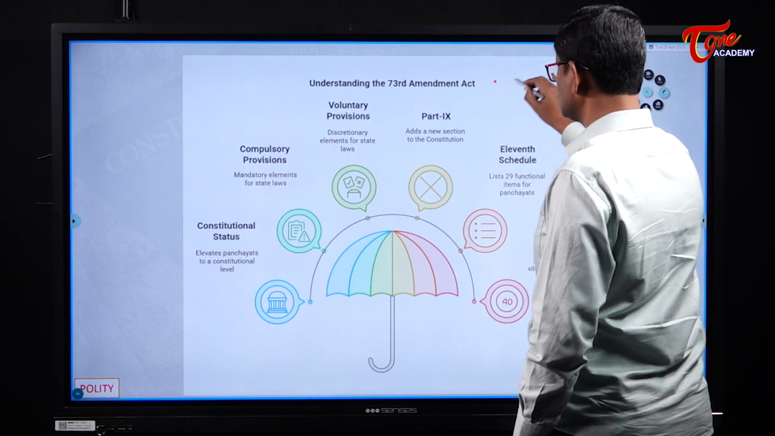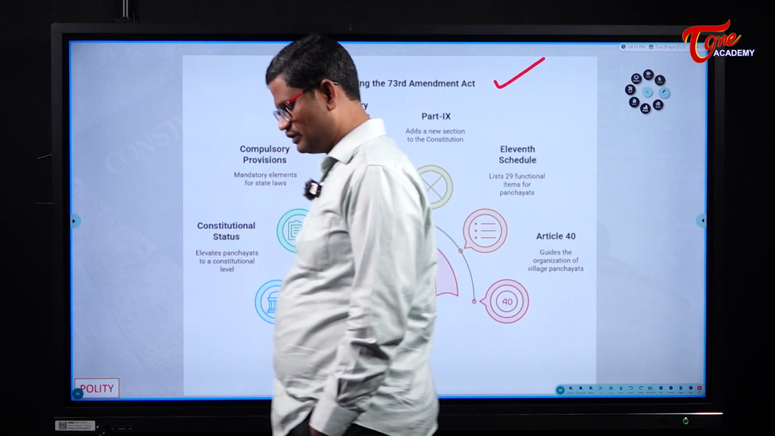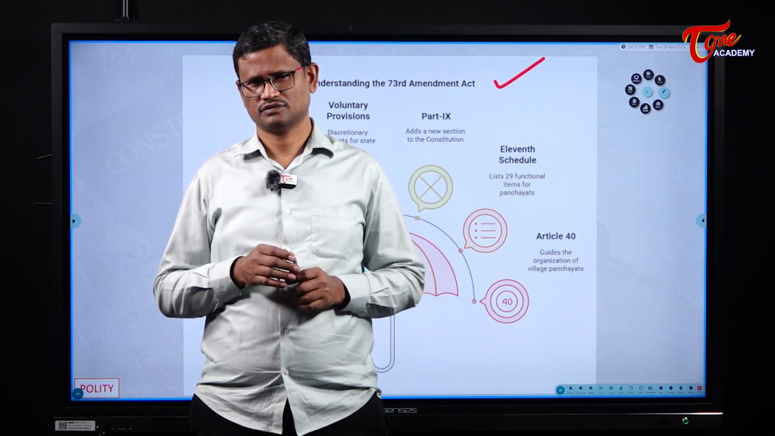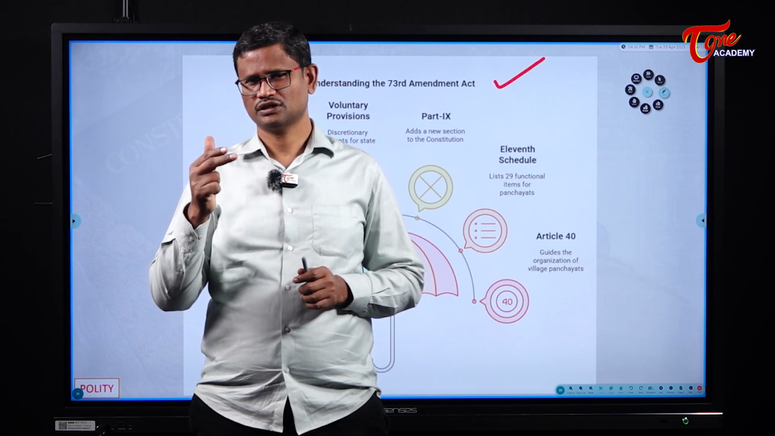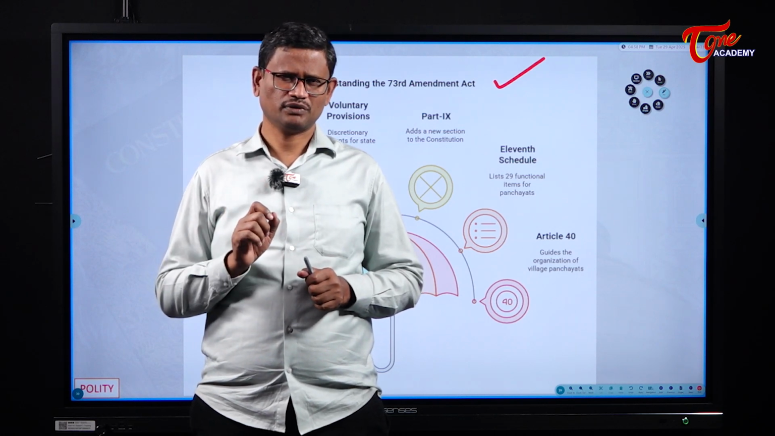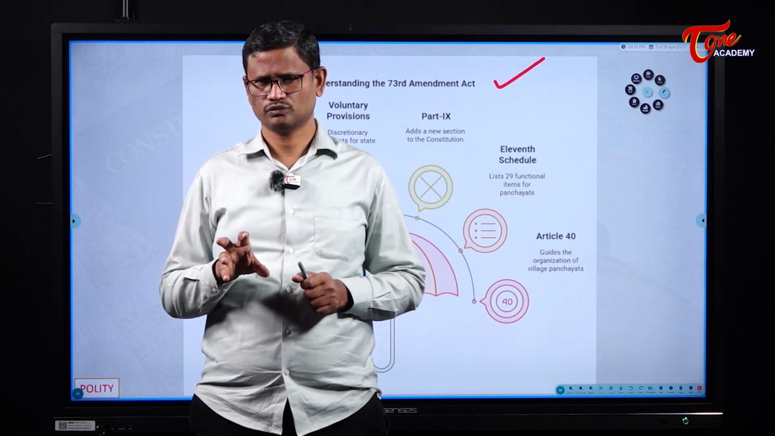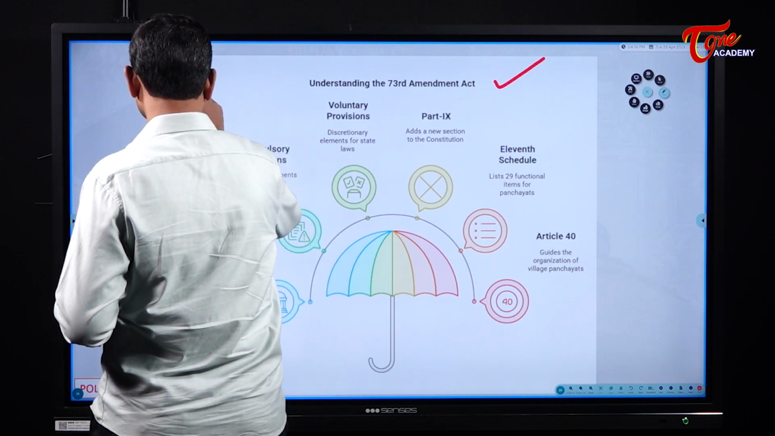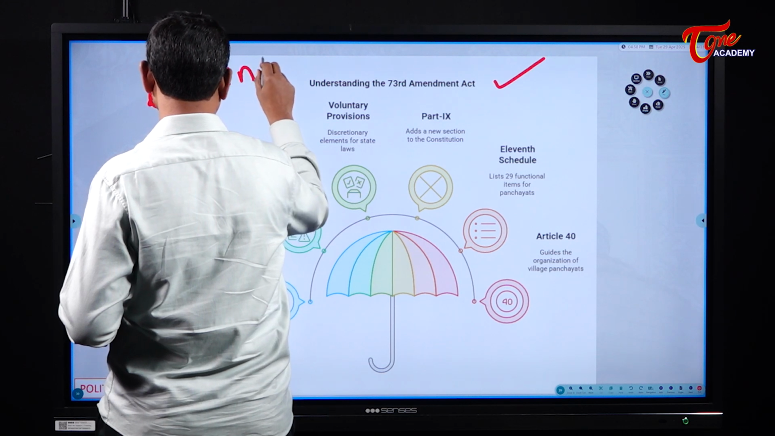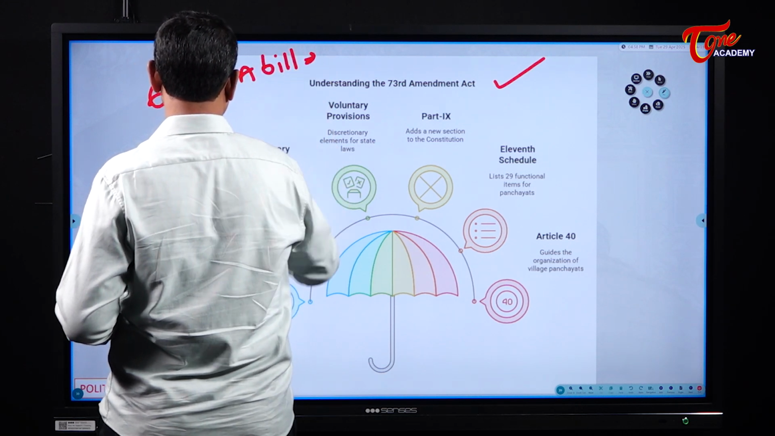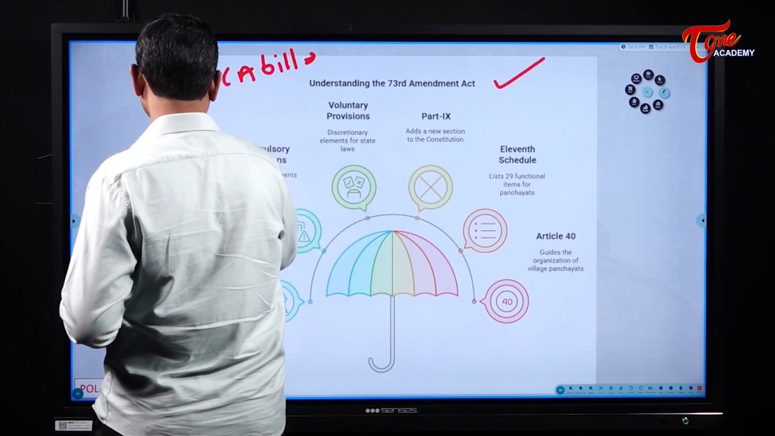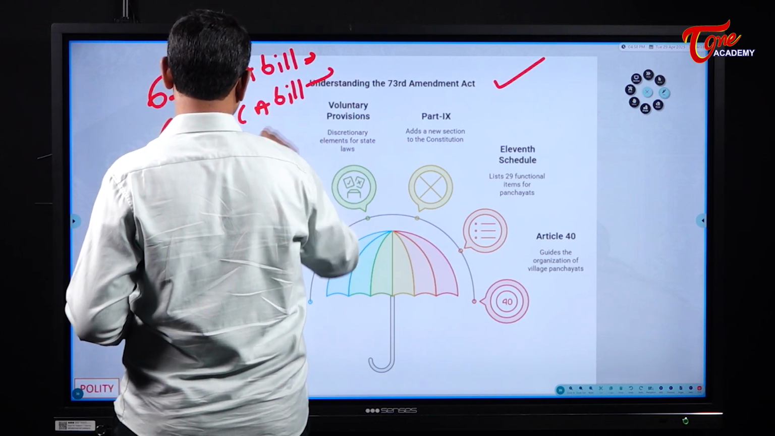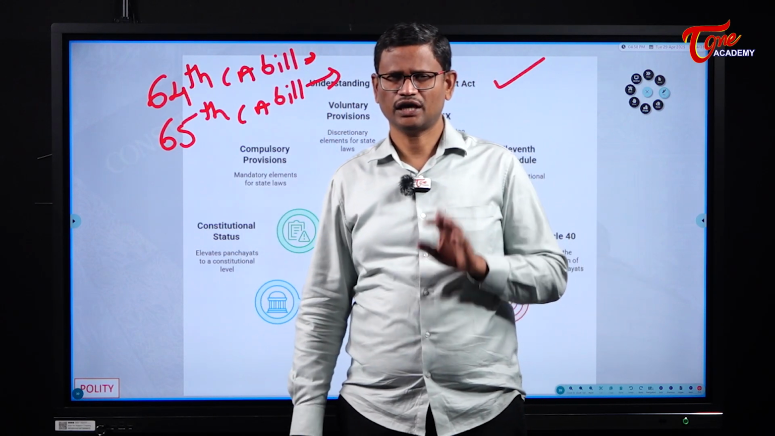The next one is the 73rd amendment. The 73rd amendment to the Indian Constitution deals with the three-tier Panchayat Raj system: Grama Panchayat, Mandala Parishad, Jilla Parishad. It was done in 1992 during the P.V. Narasimha Rao government. But remember, when Rajiv Gandhi was the Prime Minister, he brought in the 64th Constitutional Amendment Bill with respect to Panchayat Raj institutions. With respect to urban local bodies, he brought in the 65th Constitutional Amendment Bill. But these bills could not be passed, and as a result, they lapsed.